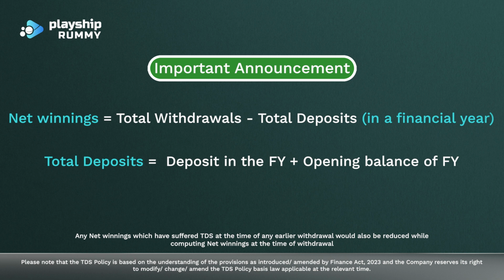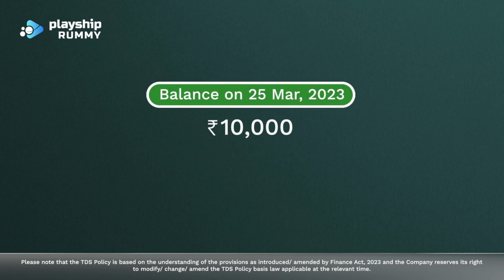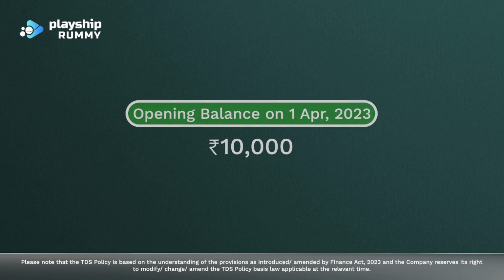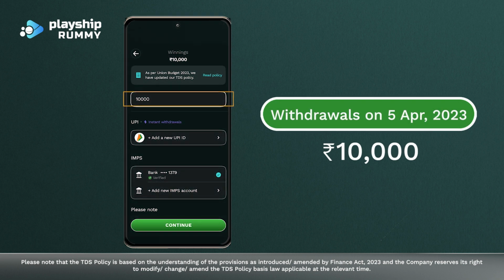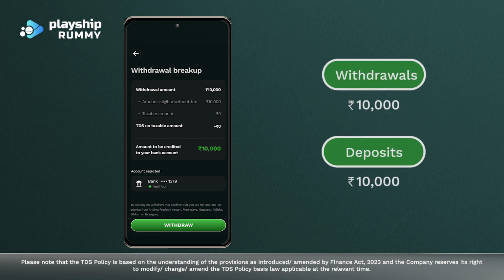So let's see how TDS calculation is done using the TDS rule under different scenarios. Scenario 1. I have a balance of 10,000 rupees in my account on March 25, 2023, and I withdraw it on April 5, 2023. On April 1, 2023, 10,000 rupees will be considered as your year opening balance, which will be considered as deposit in TDS calculation. If you withdraw this 10,000 rupees on April 5, 2023, no TDS will be applicable as your net winnings is 0. Withdrawal is 10,000, deposit is 10,000.